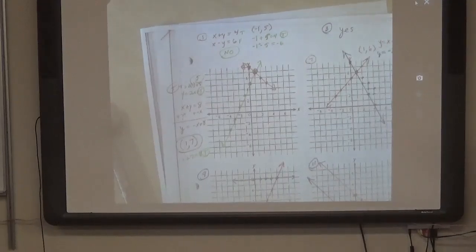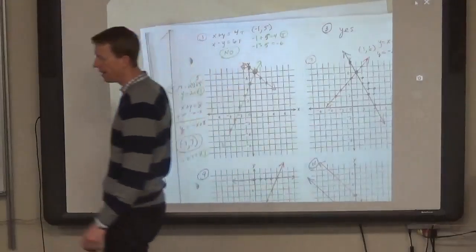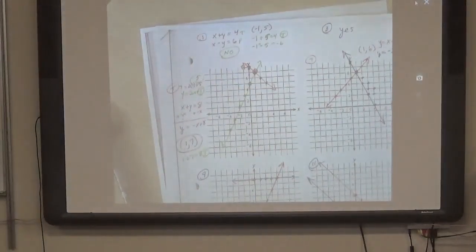Okay, well let's just think through it now, Caleb. You need to make sure you know how to do these. So look at the first equation. 2 times x. And what is x? It's given to you. Negative 1. And what's y? 5. Yep.